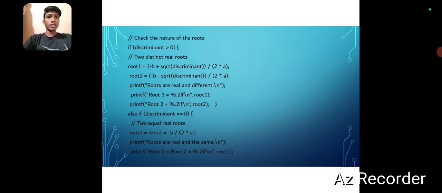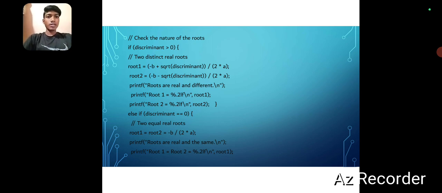If discriminant > 0, two distinct real roots. root1 = (-b + sqrt(discriminant)) / (2 * a). root2 = (-b - sqrt(discriminant)) / (2 * a). printf("Roots are real and different\n"). printf("Root 1 = %.2lf\n", root1). printf("Root 2 = %.2lf\n", root2).